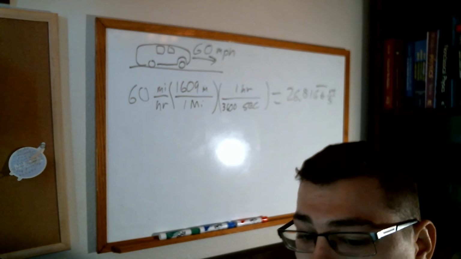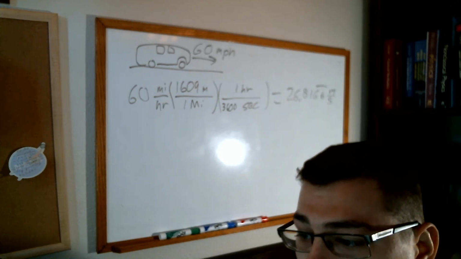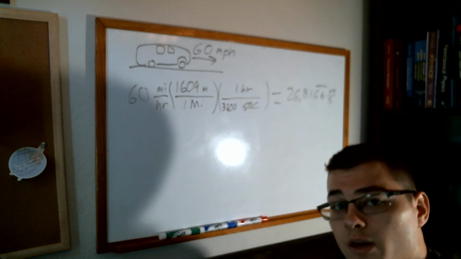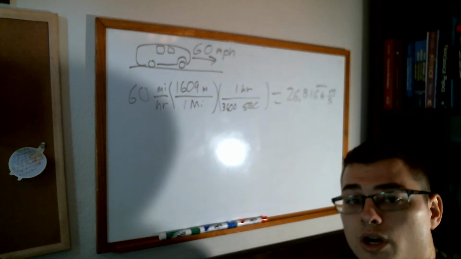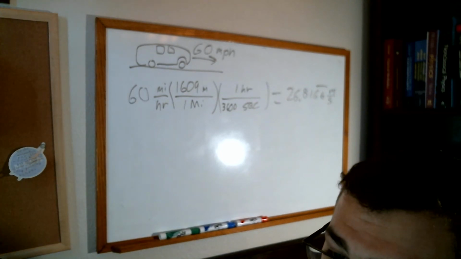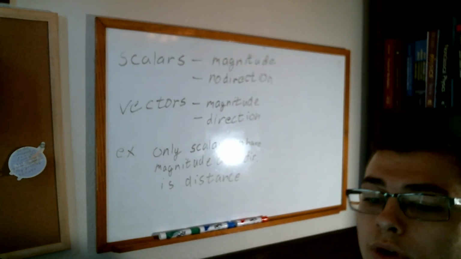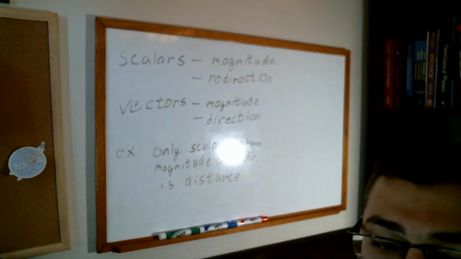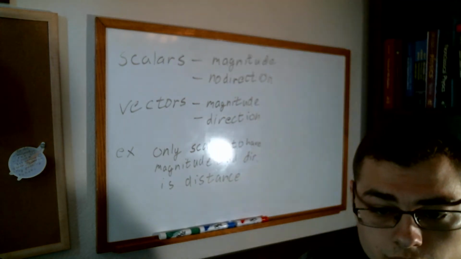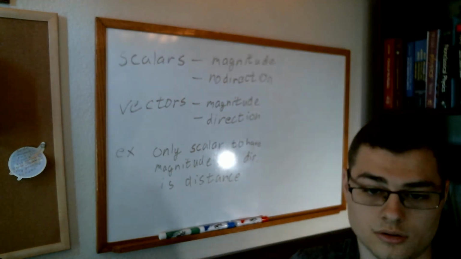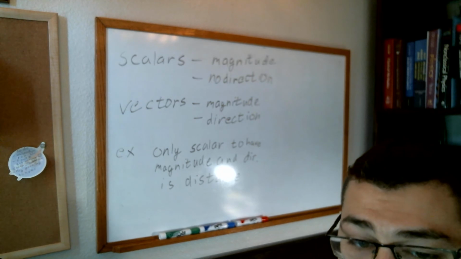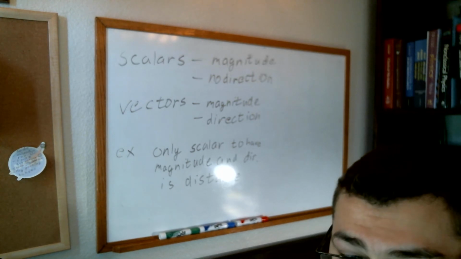Another thing that you'll learn in physics is that we will be talking a lot about problem solving. Decomposing word problems will be a big deal in this class, and we'll make sure that everybody understands how to do that. Okay, next I want to go over scalars and vectors. The only scalar to have a magnitude and a direction is going to be distance. Vectors, on the other hand, have both a magnitude and a direction.